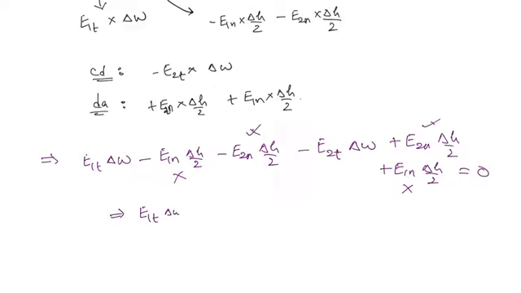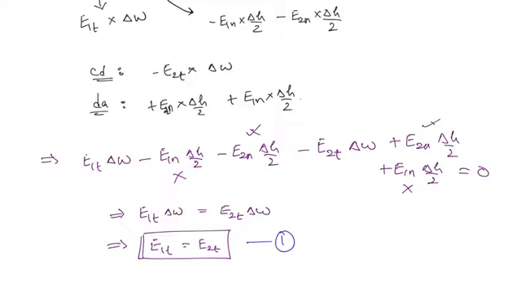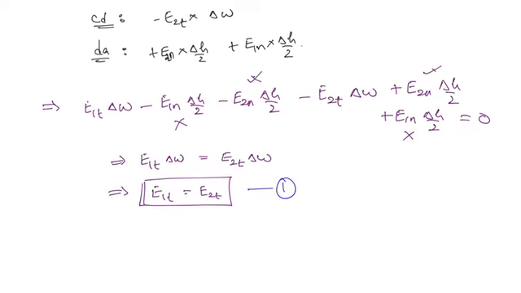E1t delta W is equal to E2t delta W. That means the tangential component is going to remain the same. So this means that the tangential component will be the same, so there is no change at the boundary with respect to the tangential component. So this is one boundary condition, and from here you can get the flux density as well, right?